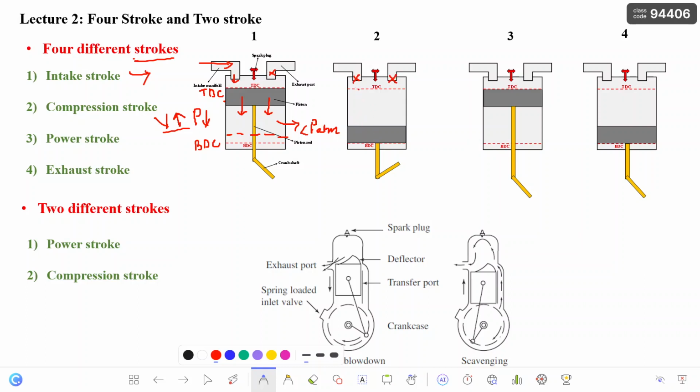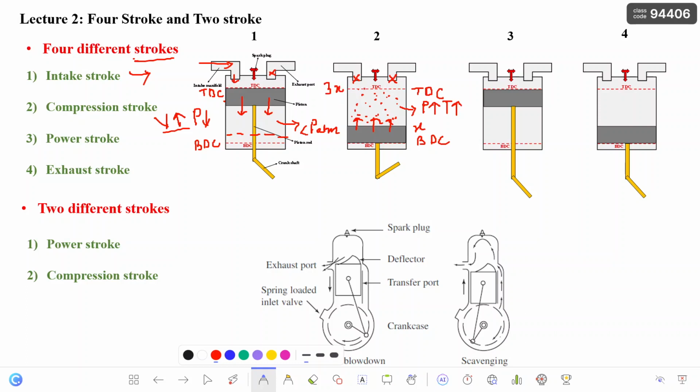Now what compression will do: there are already gases inside this, the air plus gas mixture. Now the piston will move up. It will move from bottom dead center to the top dead center. As it moves, we can see there is a reduction in volume, so there will be an increase in pressure, and thus an increase in temperature. Let us say there is some X amount of temperature here, but at the end of this compression stroke, the temperature will be 3x or 4x. That will depend on the operating cycle.